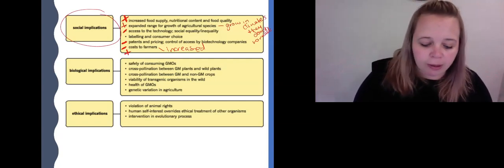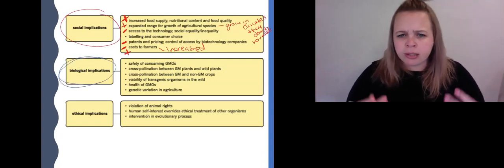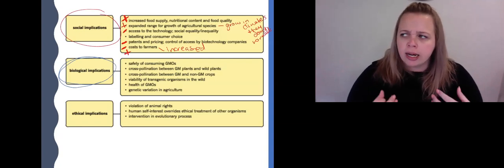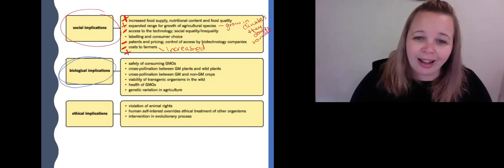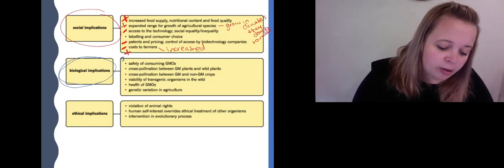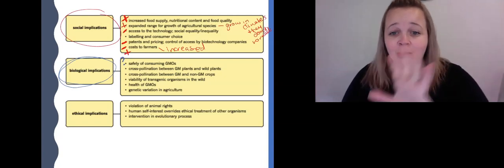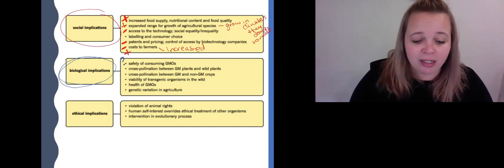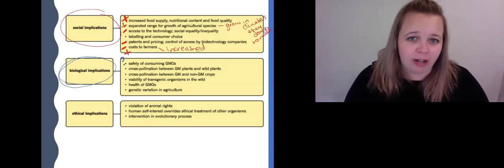The next type of implication we're going to talk about are the biological implications. So remember, these are the health issues, the ones that actually affect the cells and the science. So are they safe? The first one, we're not sure, or there might not be enough evidence on new ones, so therefore that is a question mark. It might be an advantage, might be a disadvantage, but that is an implication of consuming a genetically modified organism.